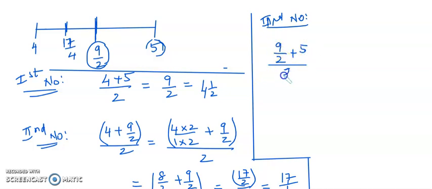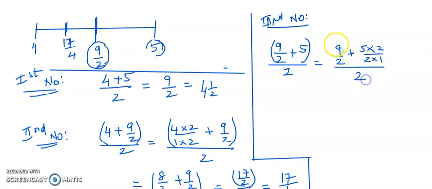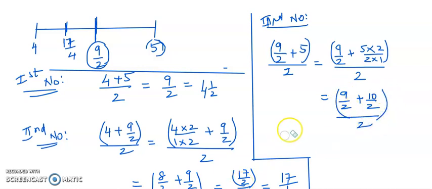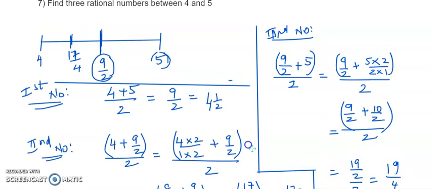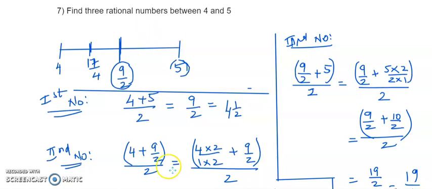Again here we have a fraction and a whole number added up, right? So that will change as 9 by 2 plus, I need to find the LCM, so 5 times 2 divided by 2, correct? That will be 9 by 2 plus 10 by 2, divided by 2. So 9 plus 10 will be 19 by 2, which is equal to 19 by 2 divided by 2, which changes to 19 by 4. So what are we doing in this method? We are finding the middle number, exactly the half of it.